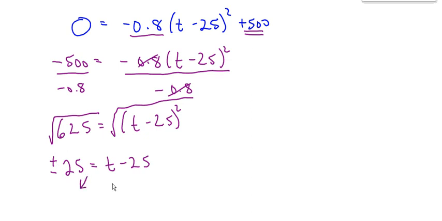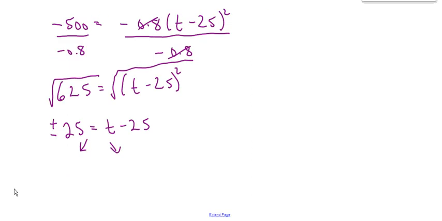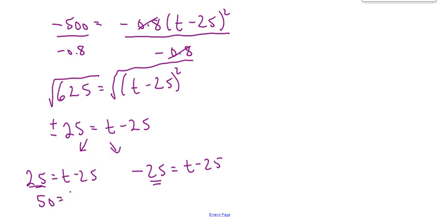So that means I actually want to split my answer into two different maths now. Positive 25 and negative 25. So you'll notice the right side of the bracket, that can't change. That's just t minus 25. But on the left, I have both positive 25 and negative 25. So now I only have to add 25 to both sides. So I get 50 and I get 0.